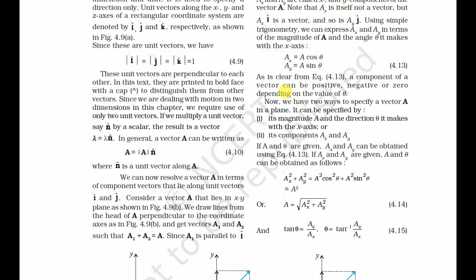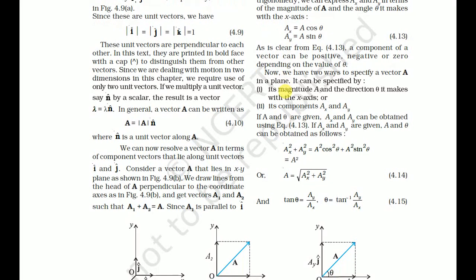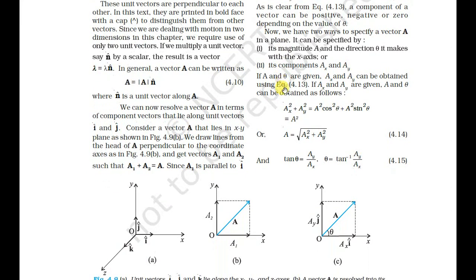If A and theta are given, then Ax and Ay can be obtained using equations. If Ax and Ay are given, A and theta can be obtained as follows. A squared is Ax squared plus Ay squared, which equals A squared cos squared theta plus A squared sin squared theta, which is equal to A squared. So A equals the square root of Ax squared plus Ay squared, and also tan theta equals Ay upon Ax. So theta equals tan inverse of Ay by Ax.